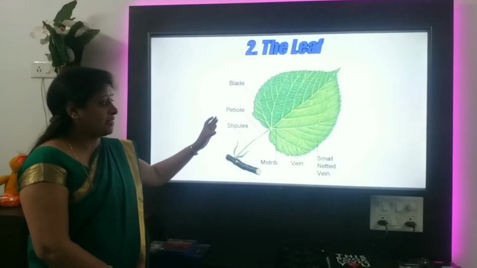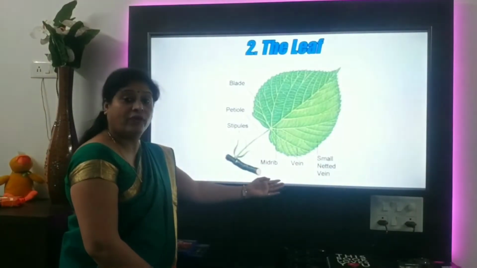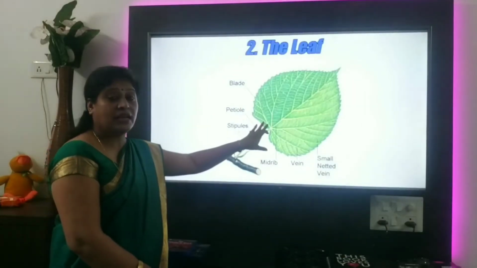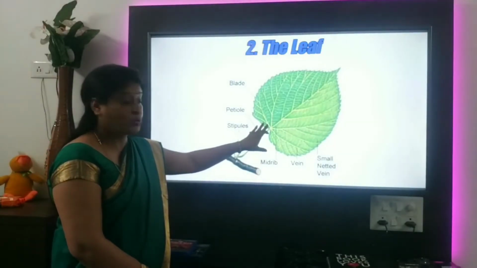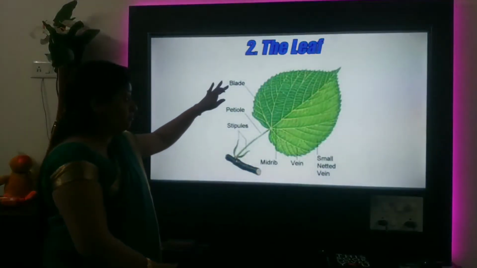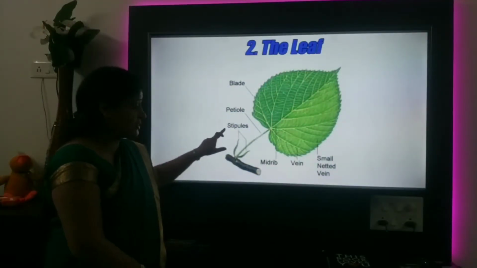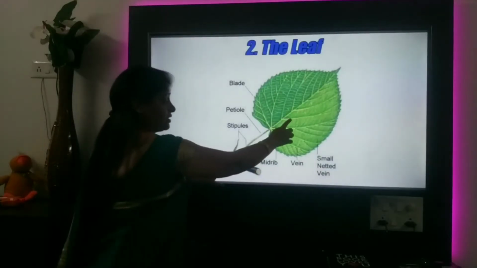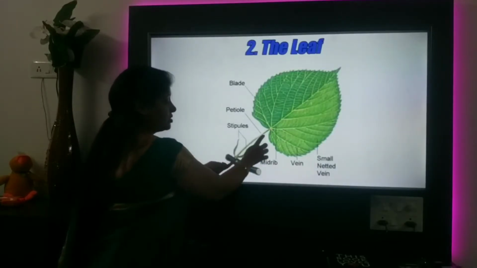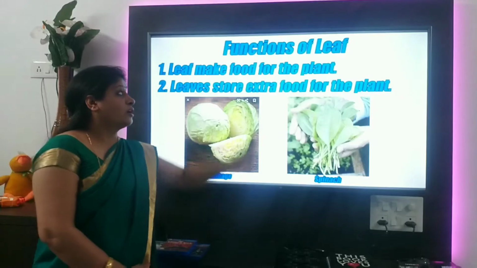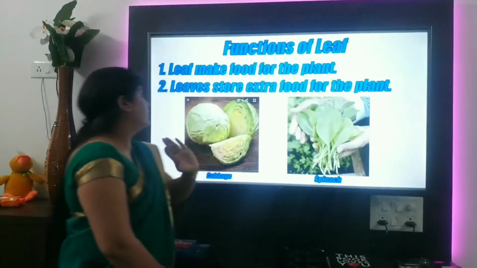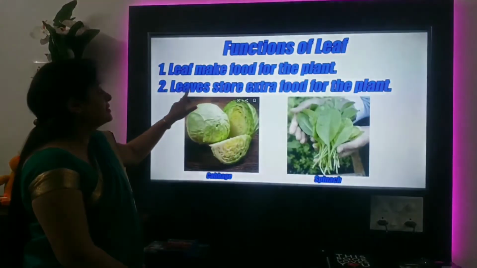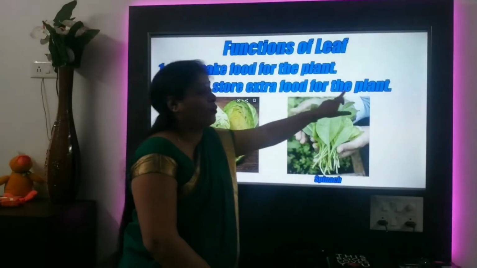Children, as you can see here, this is the structure of a leaf. And the most important part of the plant is leaf. And in the leaf, there are so many parts like leaf blade, petiole, stipules, midrib, vein, small knitted vein. The leaf is attached to the branch by the stalk. Now we are going to learn about functions of the leaf. First is leaf makes food for the plant, and second is leaves store extra food for the plant.